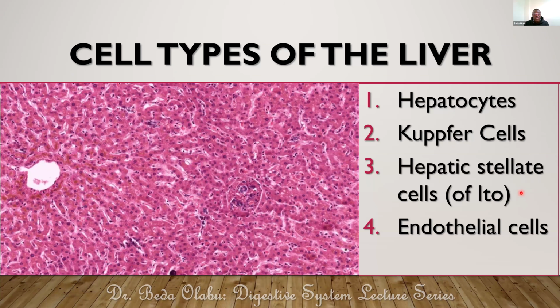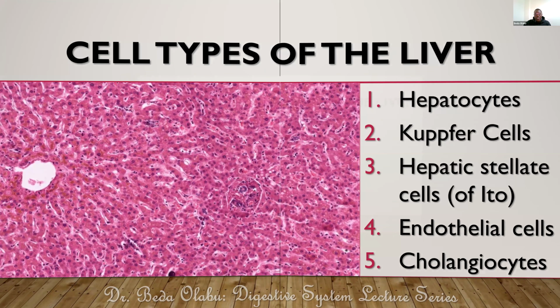We do have the endothelial cells that will be found within the sinusoids, so they line the capillaries of the liver. And we also have the cholangiocytes. Cholangiocytes are the columnar cells that line the ductal system that contain bile.